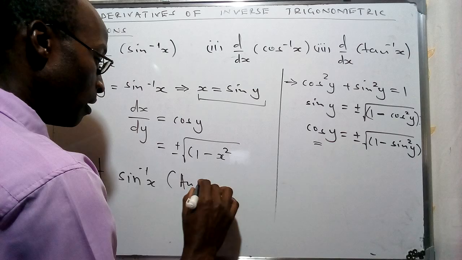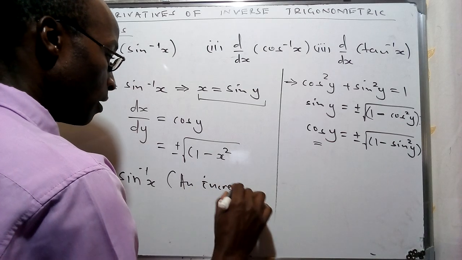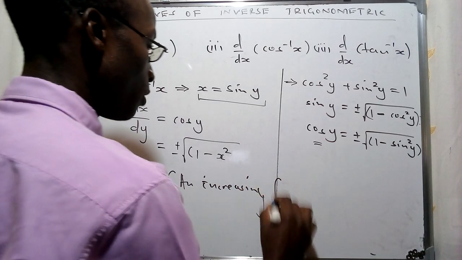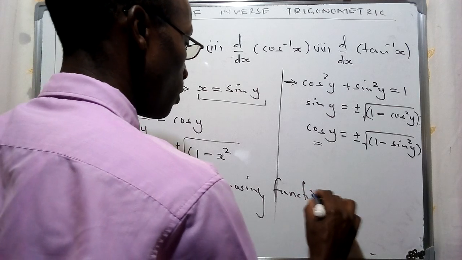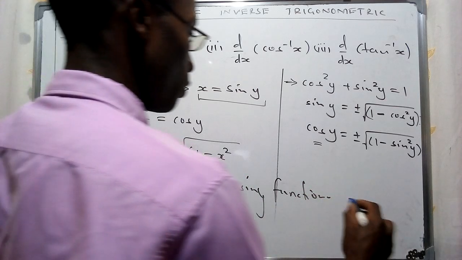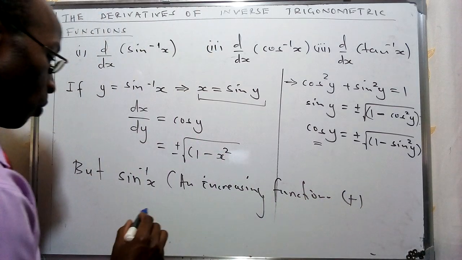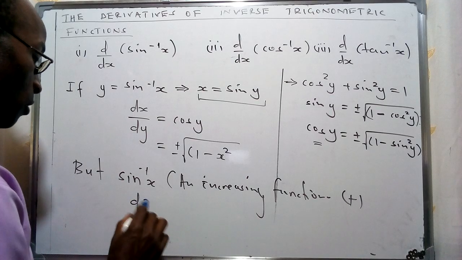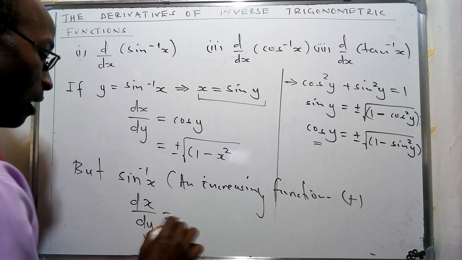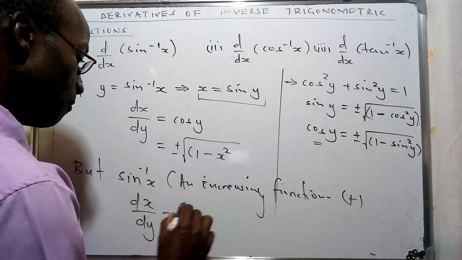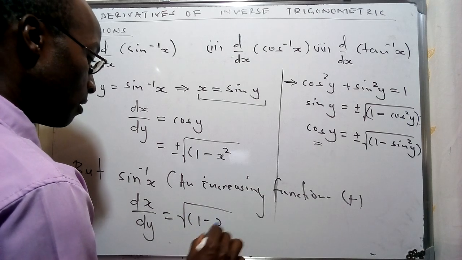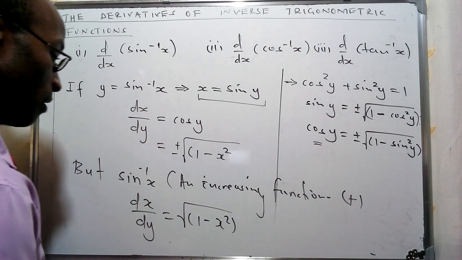increasing function. So we have talked about the concept of increasing and decreasing functions. So this is going to form an increasing function whose derivative is going to give us a positive value. So we're going to consider this one given in terms of dx over dy, which is equivalent to the positive value of the root of 1 minus the square of x given as such.